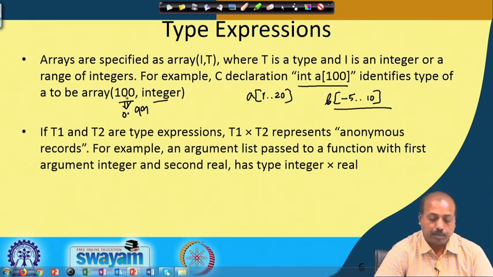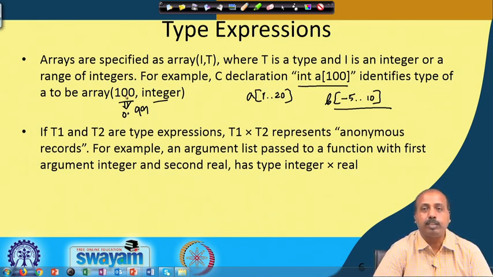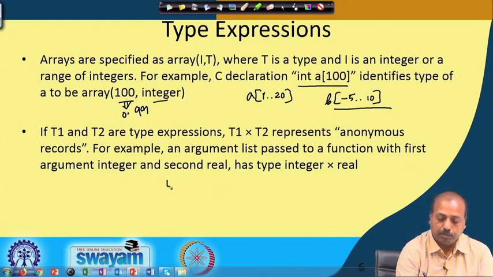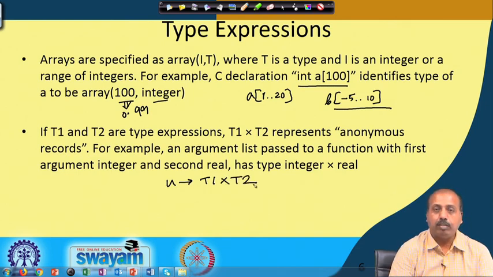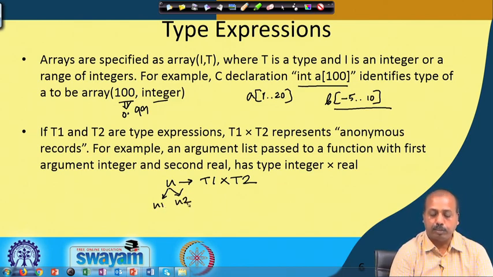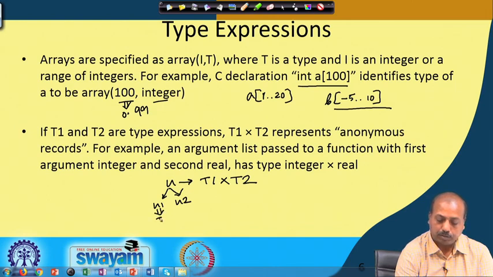Then we can have records. If T1 and T2 are two type expressions, then T1 cross T2 represents anonymous records. If you have any variable or symbol of that particular type, like u is a variable whose type is T1 cross T2, that will mean that in u there will be two components, u1 and u2, where u1 will be of type T1 and u2 will be of type T2.